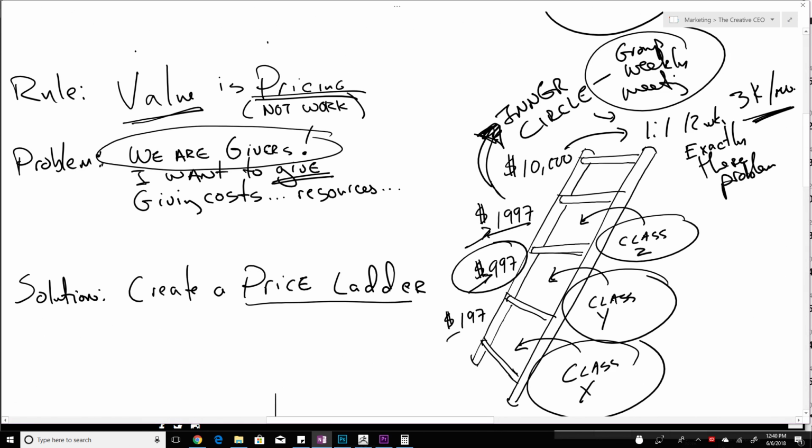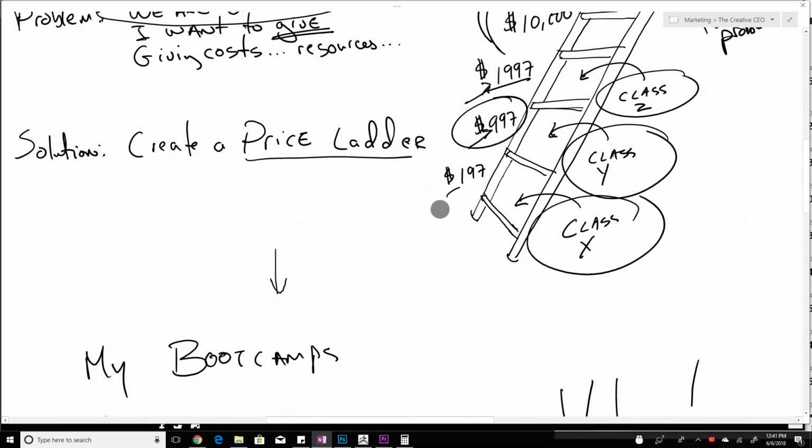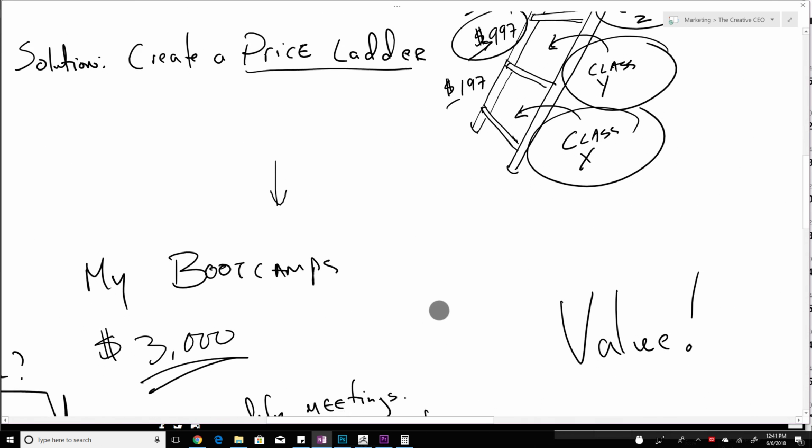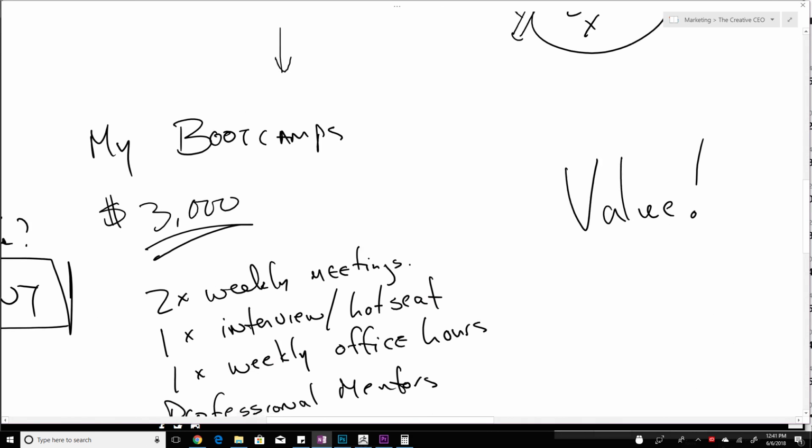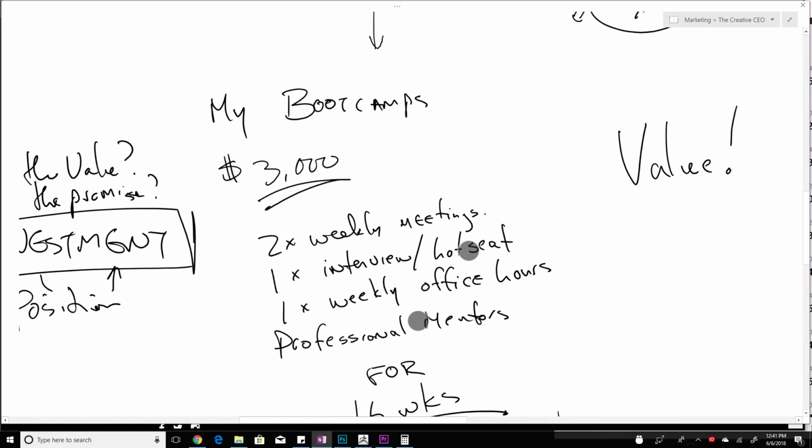I've also paid this. Okay, but as you're thinking about this, you have to think not just in terms of one product, you have to think in terms of your pricing ladder. And we're going to get to that here in a little second. But let me walk you through my boot camps.